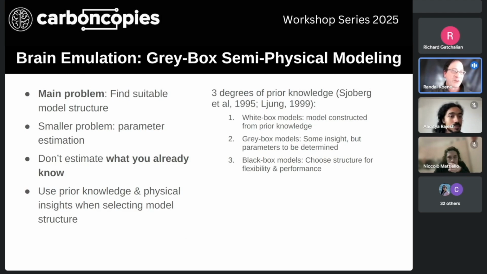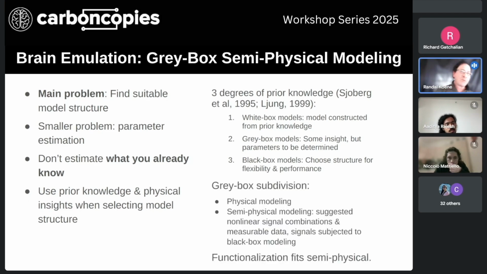Three degrees of prior knowledge are typically distinguished. White box models, that's a model where it's perfectly known, constructed entirely from prior knowledge and physical insights. Gray box models, where some physical insight is available, but there are parameters that have to be determined from observed data. And then black box models, where no physical insight is available. Model structure is chosen based on flexibility and performance.